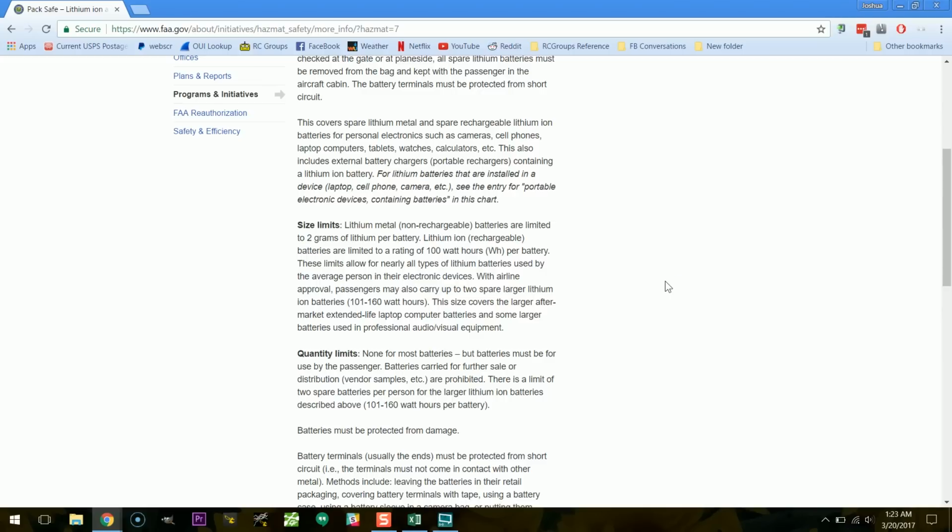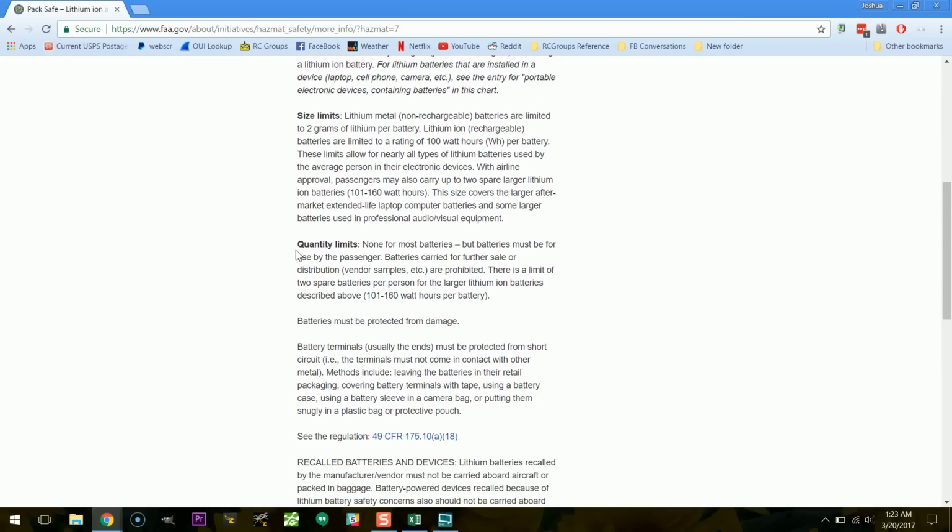All you need is one security guard who doesn't know or doesn't believe in your permission, and then you're kind of boned. Now, there is not any maximum quantity limit, so that's why I have 20 batteries in there. As long as each one is small enough, you can carry as many as you want. However, you cannot have more than two of the extra super duper large ones.